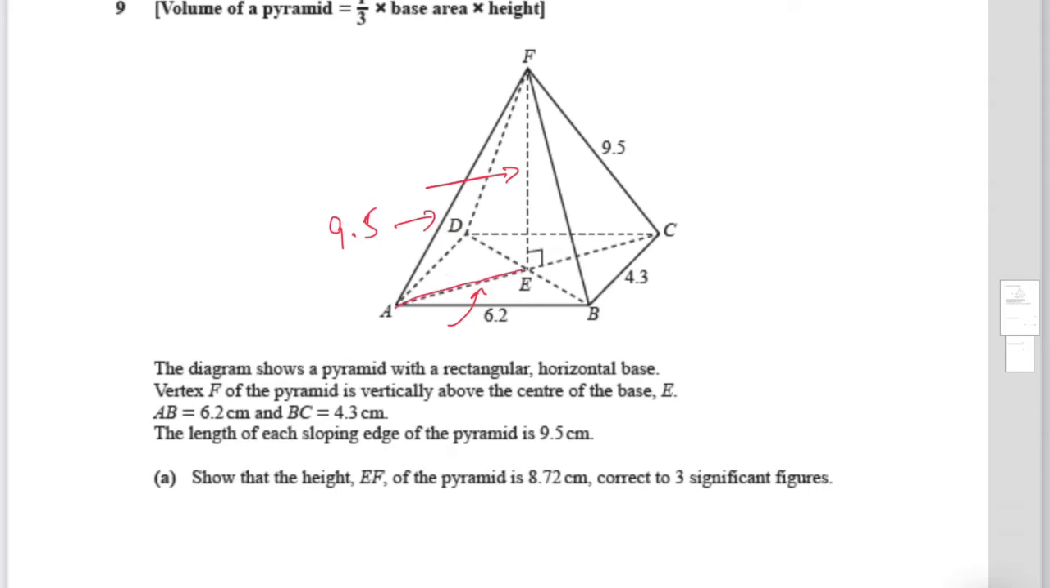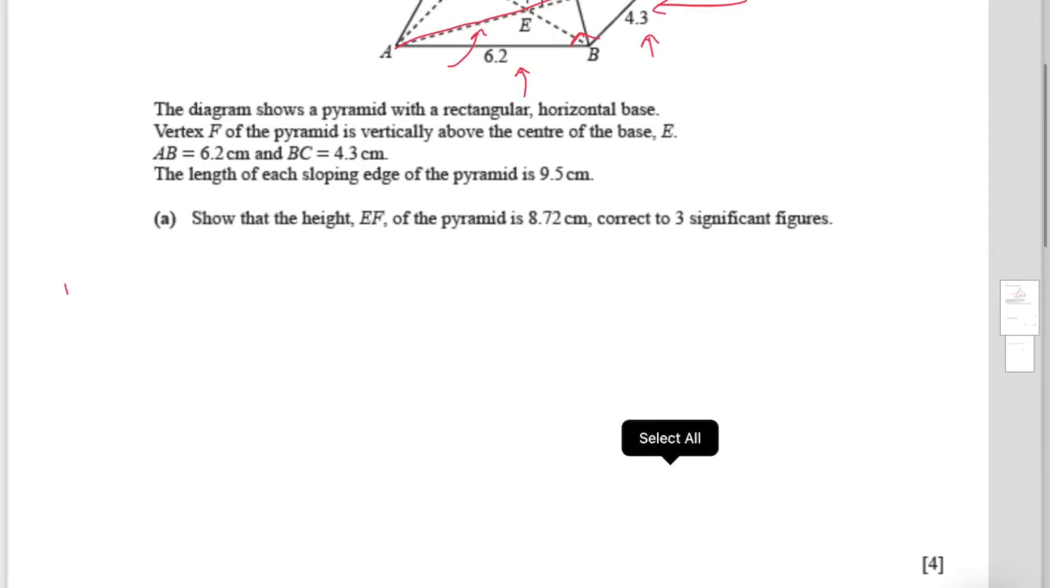Instead, we can find AC first, because the base of the pyramid is a rectangular base, and then divide AC by 2. So let's find AC first. How do we find AC? We use this and this to find the hypotenuse AC. Okay, so AC squared is equal to 6.2 squared plus 4.3 squared.